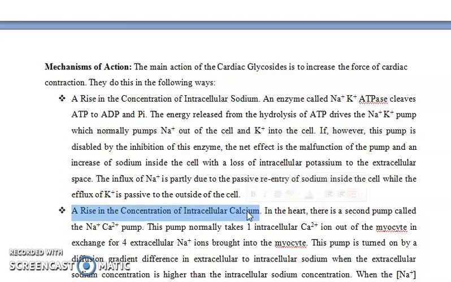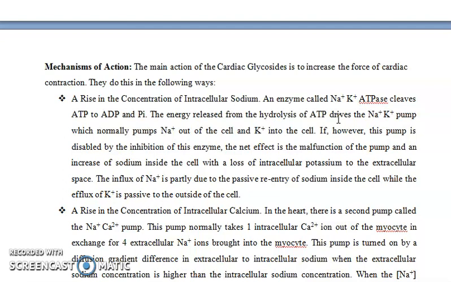Okay, so we all know that the intracellular cation is sodium and the extracellular cation is potassium. An enzyme called sodium potassium ATPase cleaves ATP, that is adenosine triphosphate, to adenosine diphosphate and phosphate. The energy released by the hydrolysis of this ATP drives the sodium potassium pump, which normally pumps sodium out of the cell and potassium into the cell.